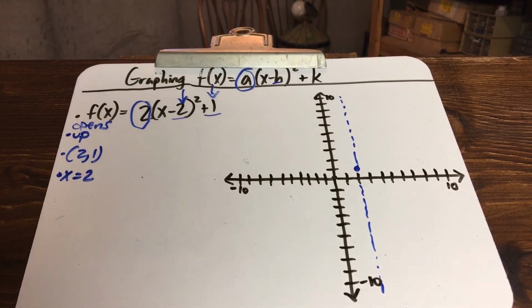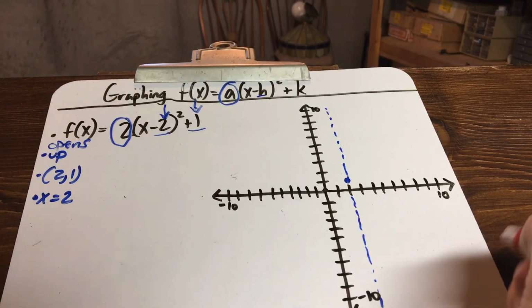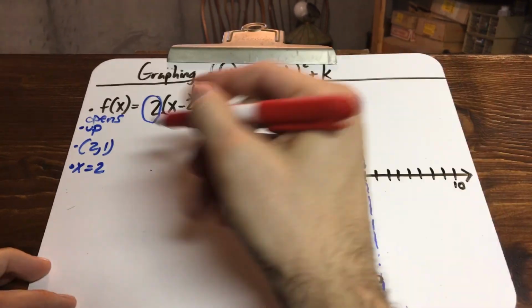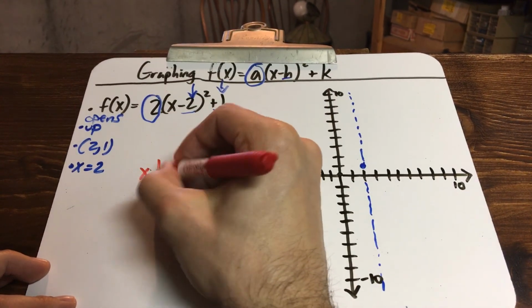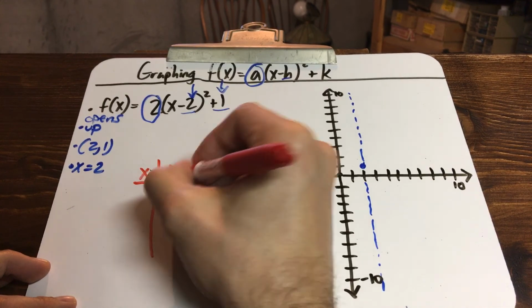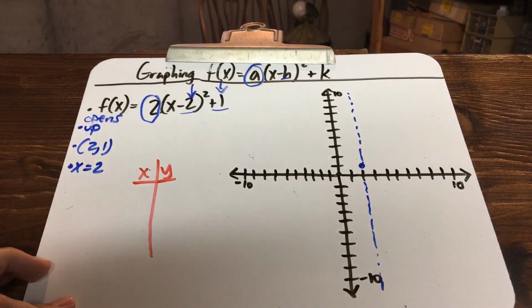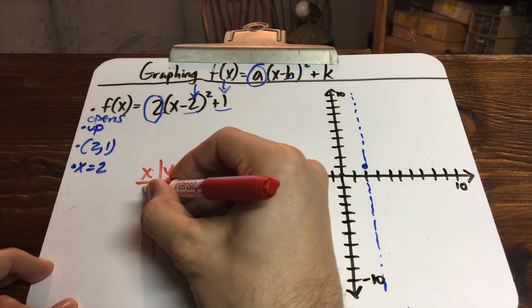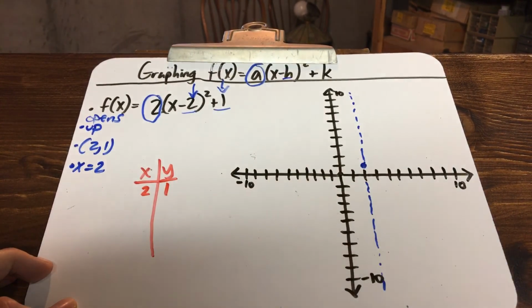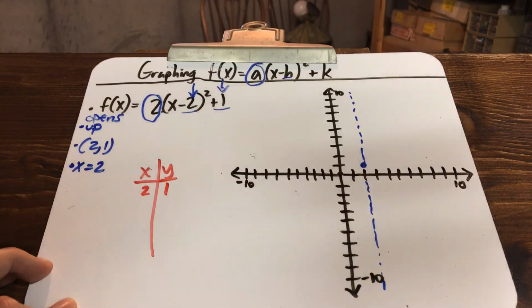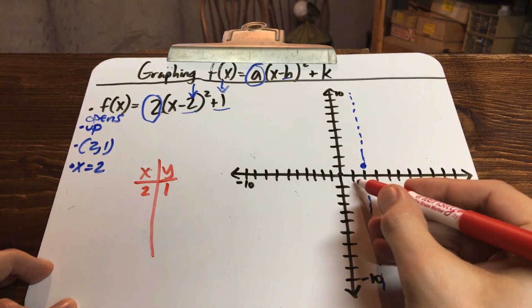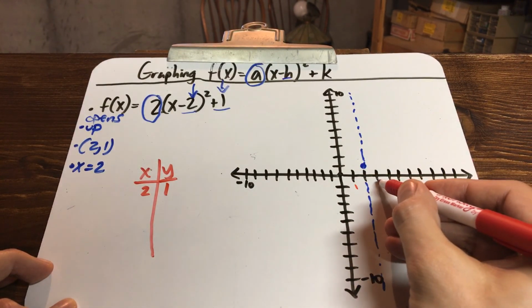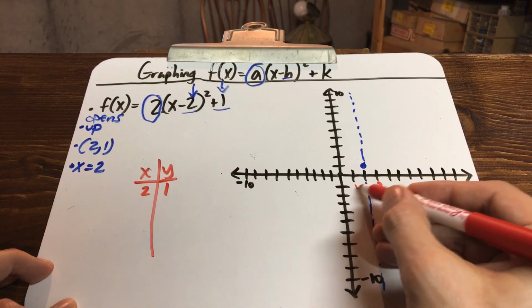So how do I know how narrow to make it? Do I just freehand it? No. What I need to do is now I can actually do an X and Y table, but now I have a good idea of where I should start. I know that the point (2, 1) is going to be on my graph because I just did it. So I want to pick some numbers that are close to the number 2. How about if I pick 1 or if I pick 3, it doesn't matter. You see how they're both one place away?